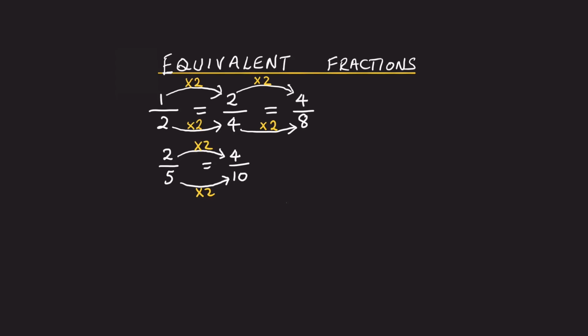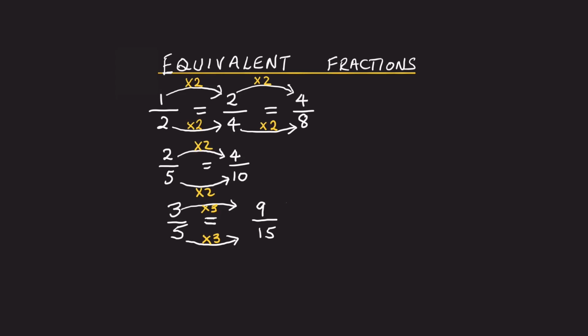Of course, we don't have to multiply the top and bottom of the fraction by 2. We could multiply the top and bottom by 3 or 4 or 5, as long as we do it by the same number. So in this example, I'm going to multiply the top and bottom number by 3. Starting with the fraction 3 over 5, I'm going to end up with the answer 9 over 15.